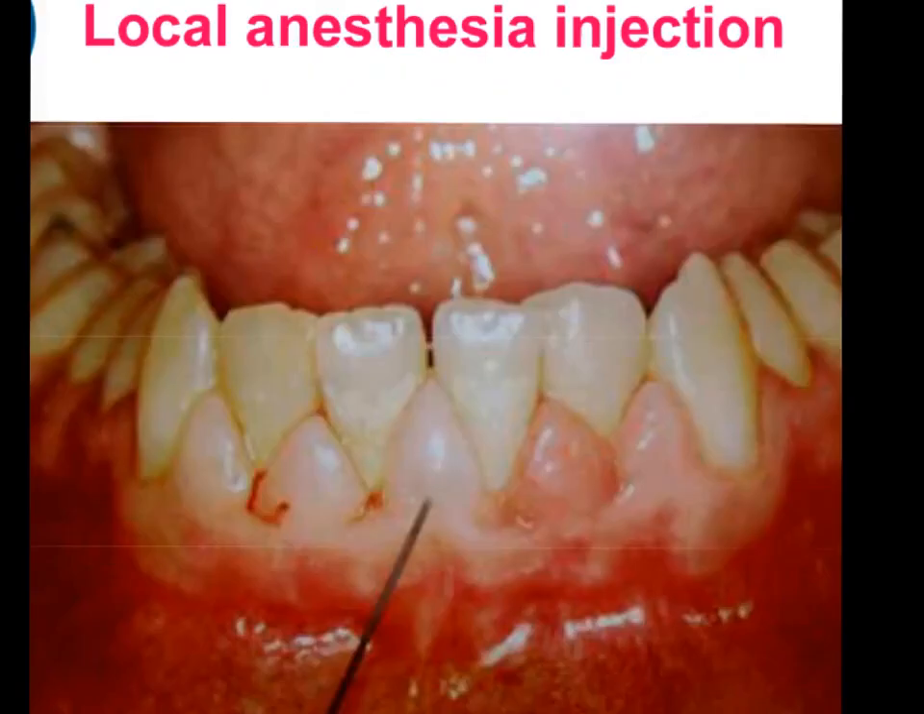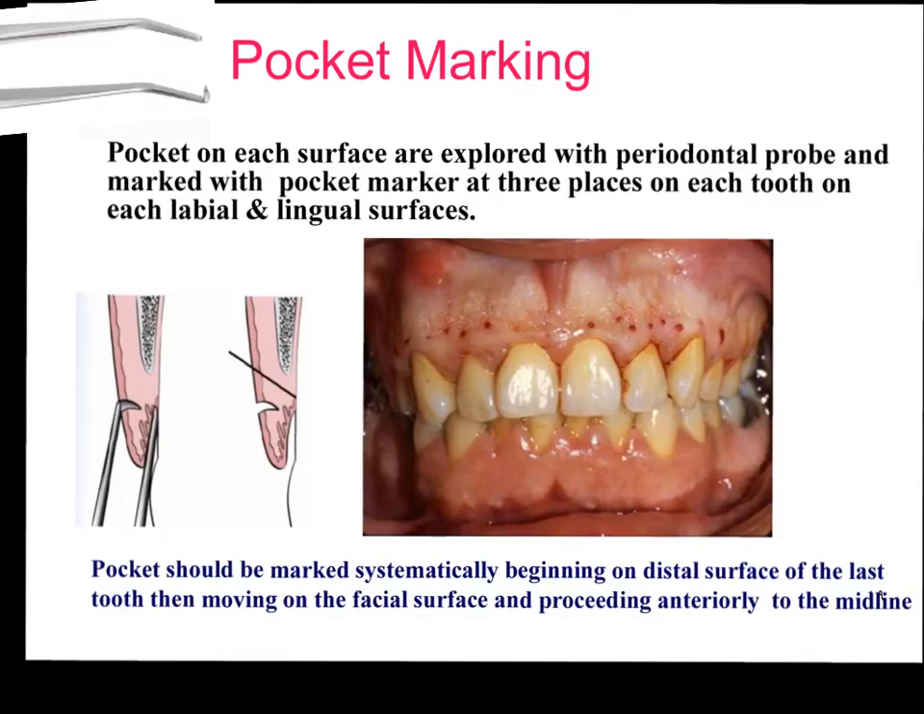This is the local anesthesia. This is the pocket marking. This is how we mark the area with a pocket marker. This is the pocket marker here from the side. We explore it first of all with the periodontal probe, and after that we mark it. We mark 3 places on each tooth for each labial and lingual surface.